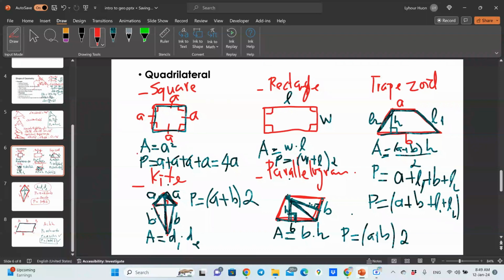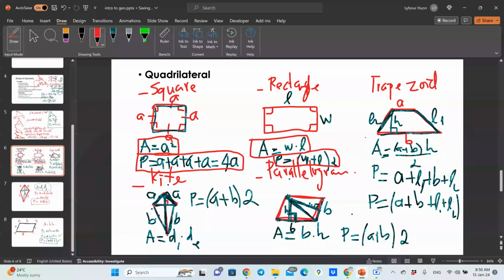The area of a square is A squared. The perimeter of a square is A times 4, or 4A. The area of a rectangle is width times length. The perimeter is width plus length times 2. Correct.